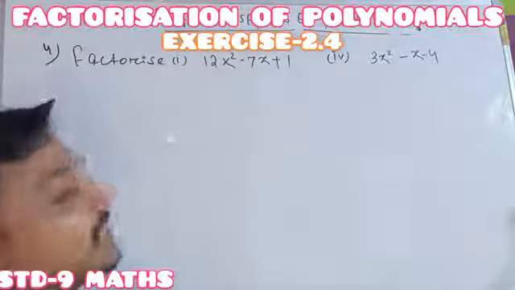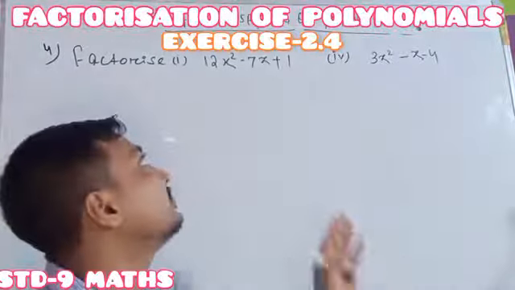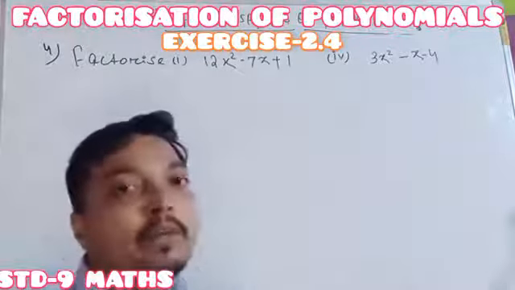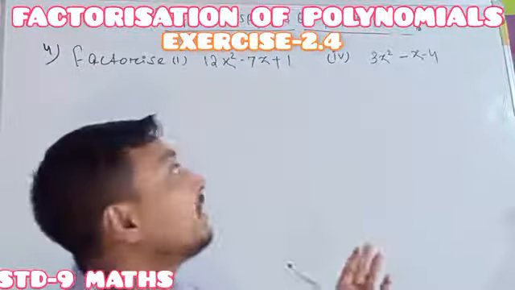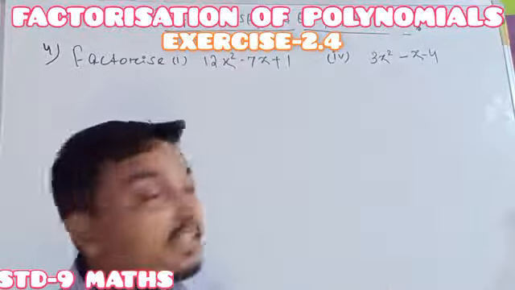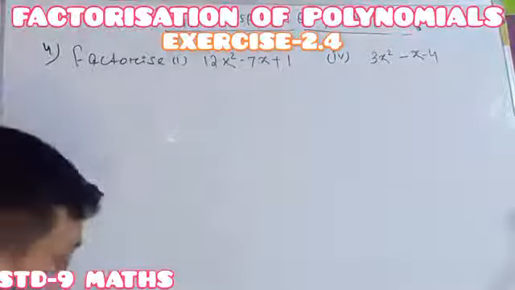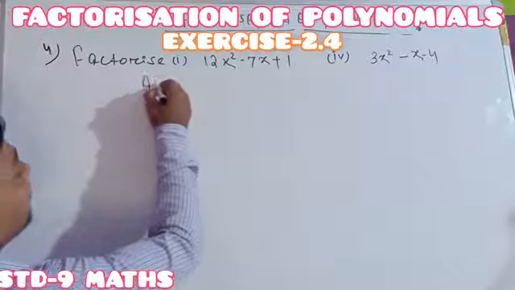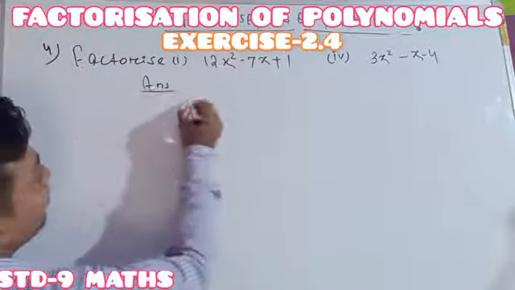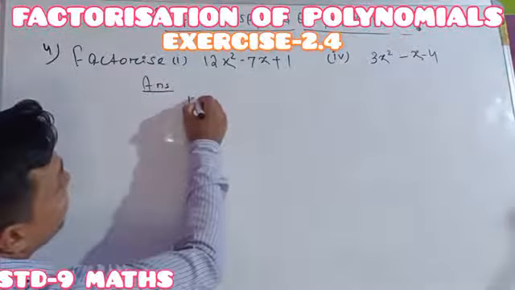So, as was said to you, whenever you get a quadratic polynomial, you always have to use the splitting method to find the factorization. And in the splitting method you have to remember the formula. I am first showing it to you in the splitting method. It is very easy. You just have to be attentive.